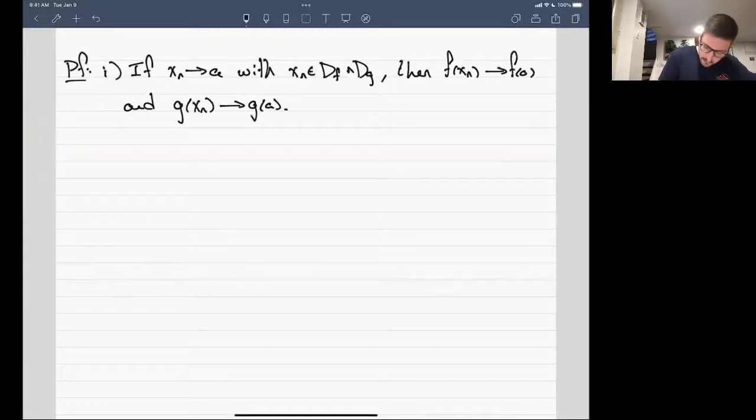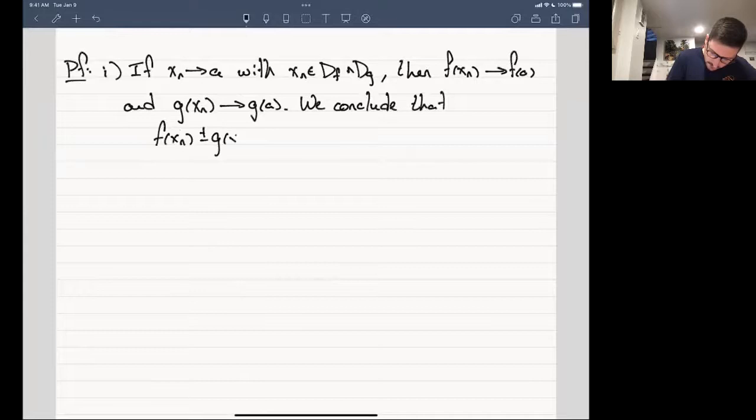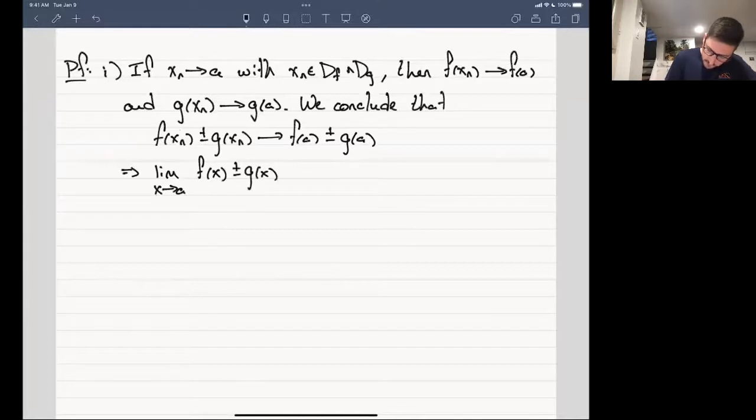Then we conclude, it's not even really worth writing this out. Again, it's going to be one of those things, more words than actual work. So we get f(x_n) plus or minus g(x_n). Well, since you can add or subtract limits here, these things are sequences. This is f(a) plus or minus g(a), which therefore implies that the limit as x goes to a of f(x) plus or minus g(x) is equal to f(a) plus or minus g(a). And that is all you need to show that that thing is continuous.